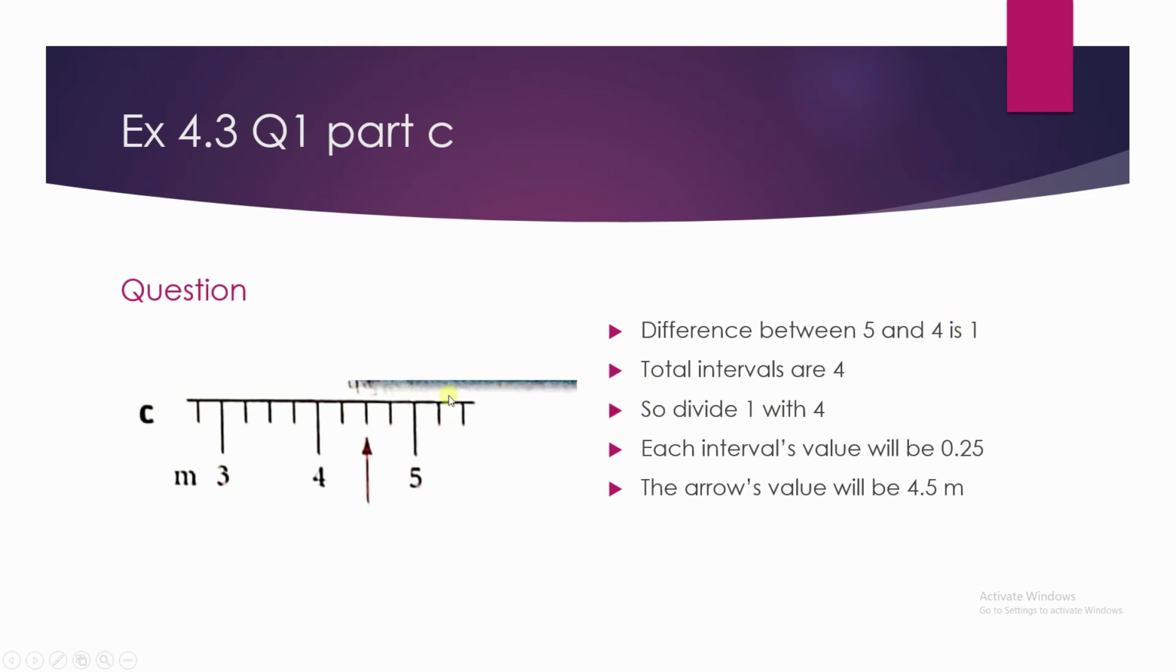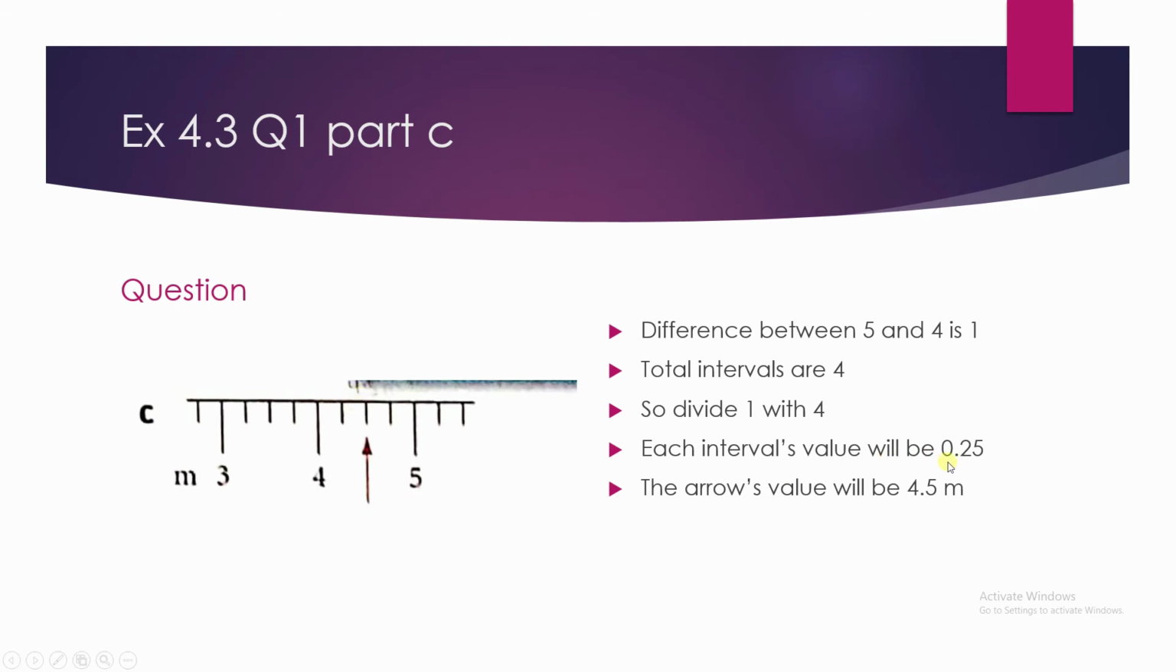In the same way you will count the intervals: 1, 2, 3 and 4. 4 are total intervals. After finding the intervals, you will divide the difference value by the intervals. So the difference value was 1 and intervals were 4, so you will divide 1 by 4. So each interval's value will be 0.25. In the same way, you will find how many intervals are before the arrow. So just 2 intervals are before the arrow.